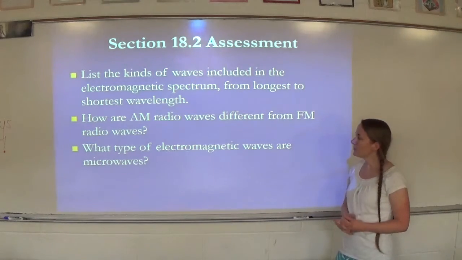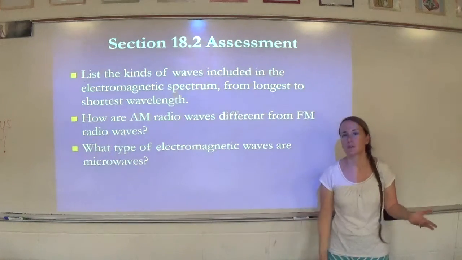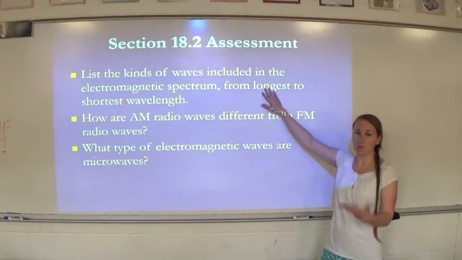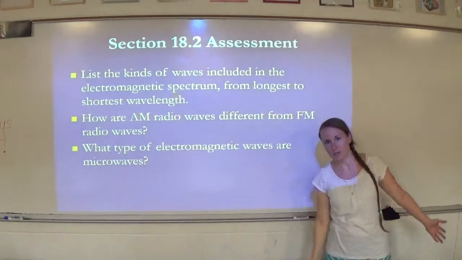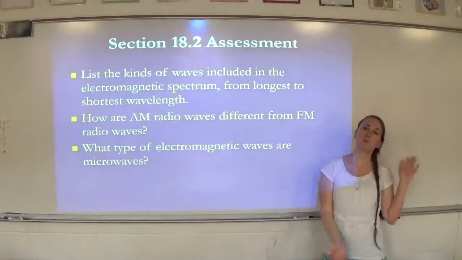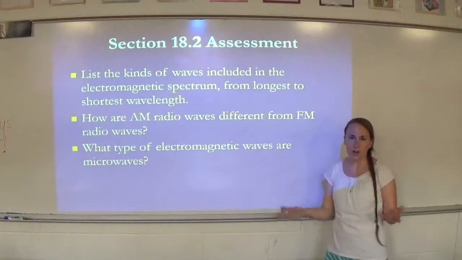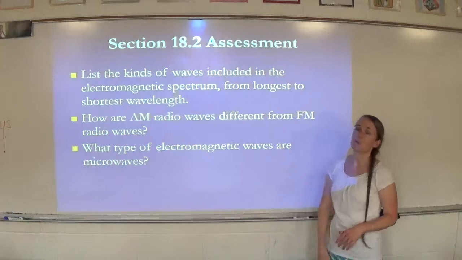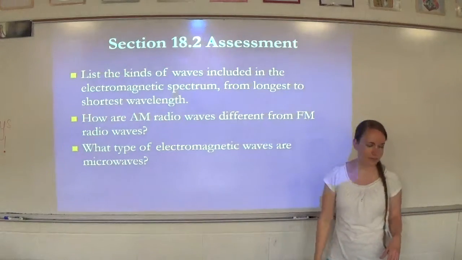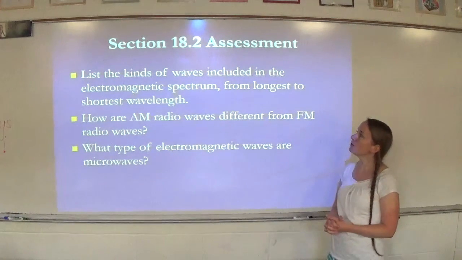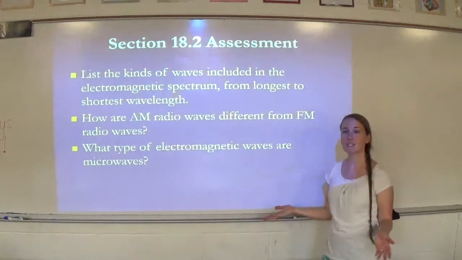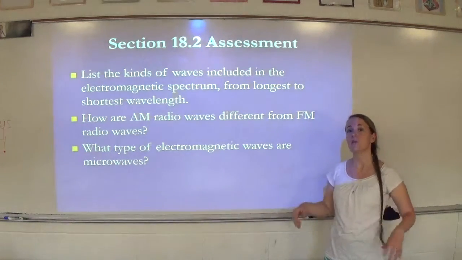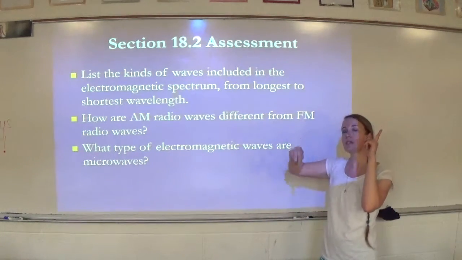Alright, and then what type of electromagnetic waves are microwaves? Well, I just accidentally made a mistake up here and started with microwaves. Remember, they are radio waves. Okay, so radio waves encompass all of that. Microwaves, radar, AM, FM, all of that. Alright, so microwaves are types of radio waves. Alright, so hopefully now you know a little bit more about the electromagnetic spectrum, and remember, as wavelength increases, frequency decreases.